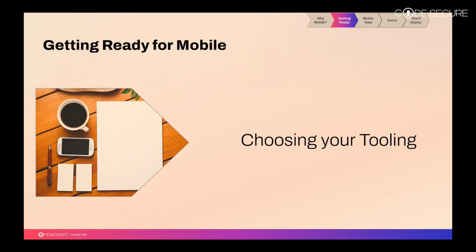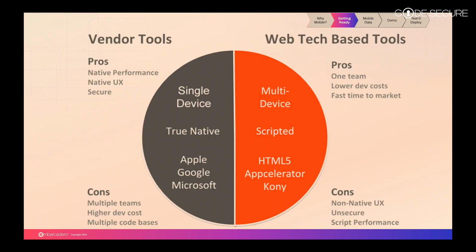How do we choose the proper tooling? Obviously, I'm going to tell you FireMonkey, but let's see the multiple options and how they behave. On the left, we have the vendor tools. On the right, we have the web tech-based tools, like the ones I was talking about before. The pros on the web tech is that we have one team. Obviously, the cost of development is lower because we develop just a web-based application. We're getting to the market faster, but the con is that we're not going to have a native user experience, because that's something that FireMonkey does as well.